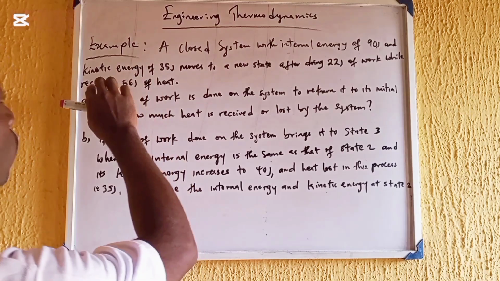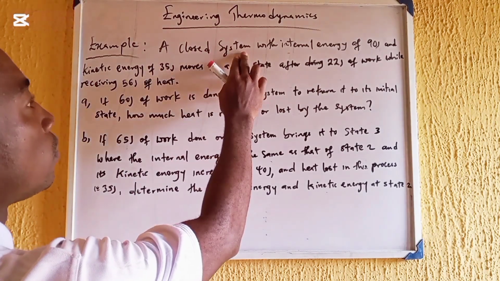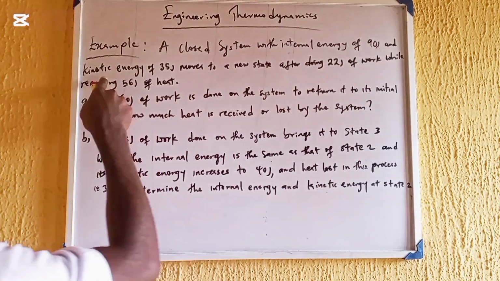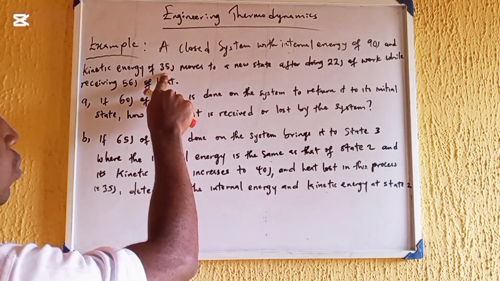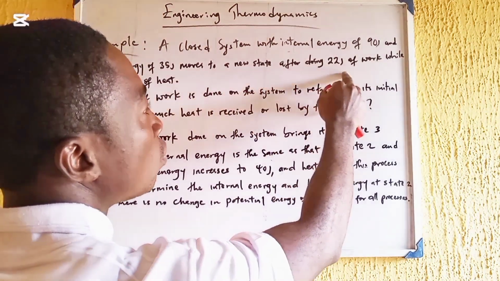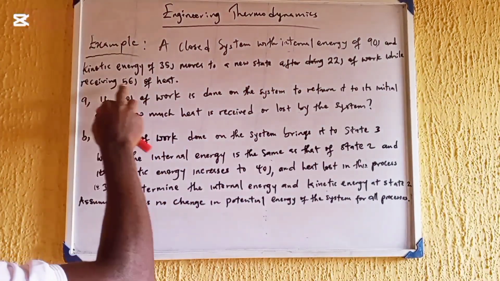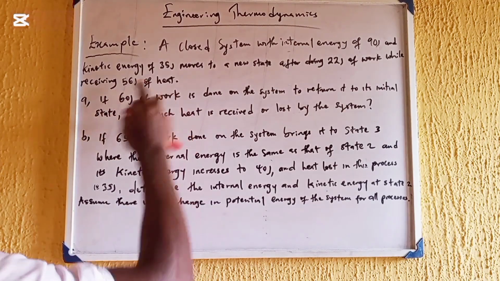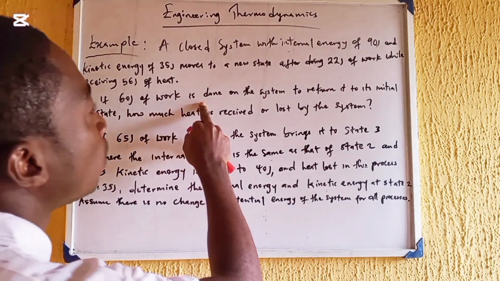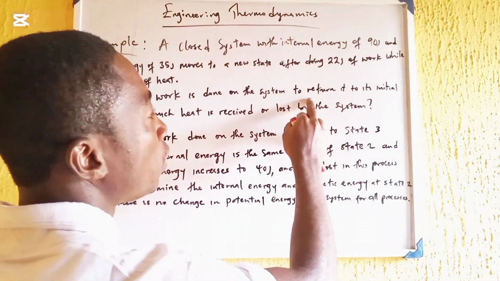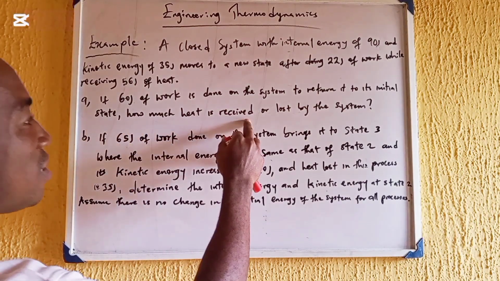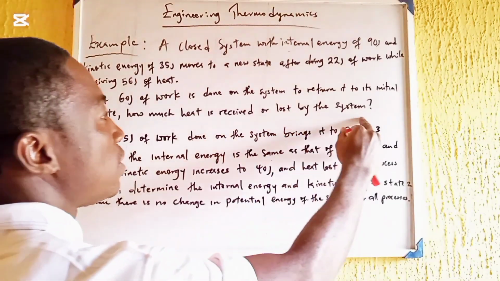The question says a closed system with internal energy of 90 joules and kinetic energy of 35 joules moves to a new state after doing 22 joules of work while receiving 56 joules of heat. Now the A part says if 60 joules of work is done on the system to return to its initial state, how much heat is received or lost by the system.